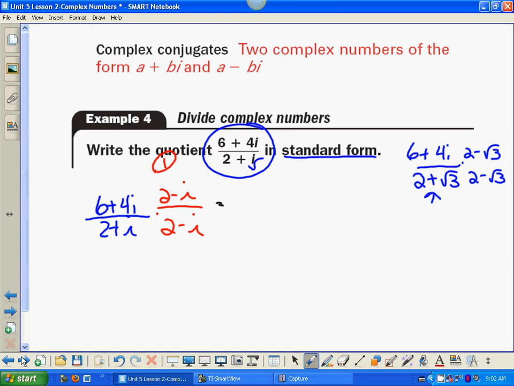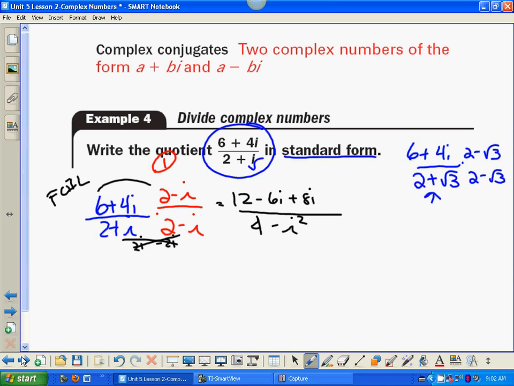So the denominator is going to be 4 minus i squared because the positive 2i and the minus 2i are going to cancel. But you have to FOIL the numerator. You cannot just skip that, because they are not conjugates. So my first is 12. My outer is a minus 6i. My inner is an 8i. And my last is a minus 4i squared.